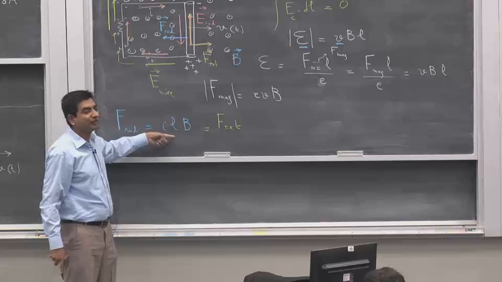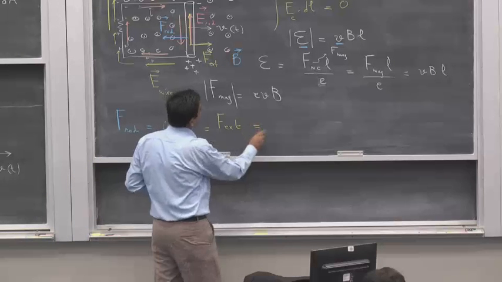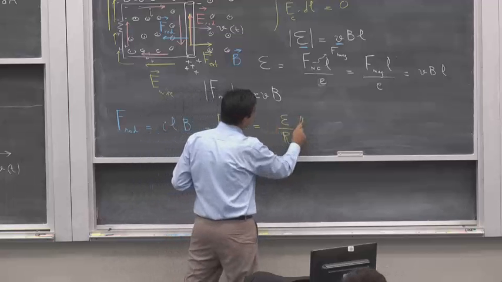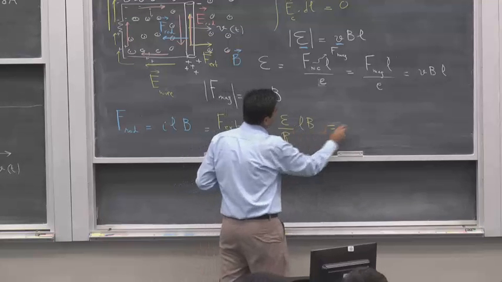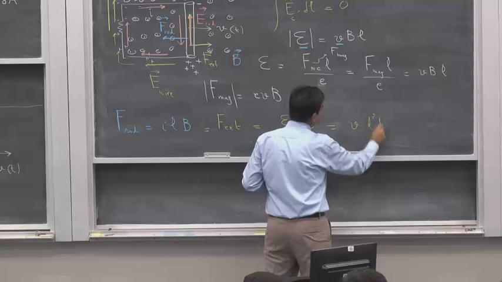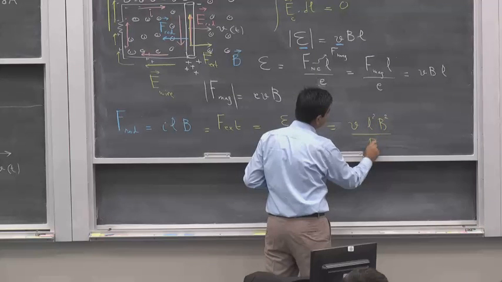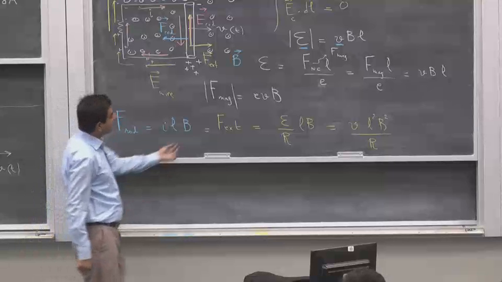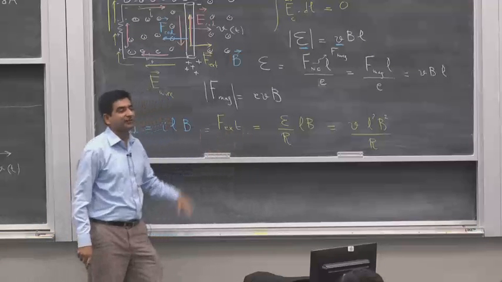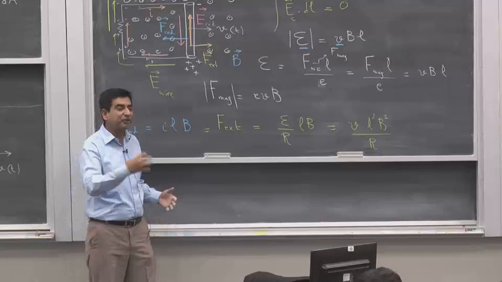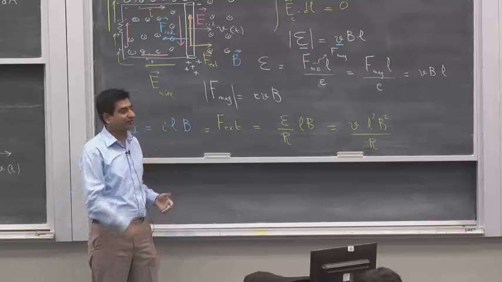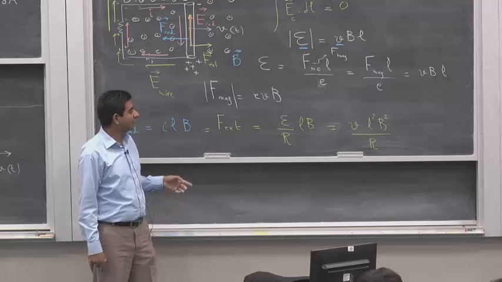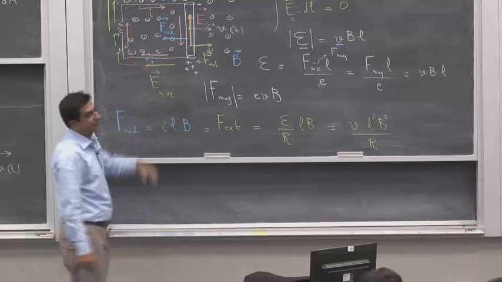But the force on the rod is ILB. But what is I? I is simply E over R. The EMF over R, times LB. But what is the EMF? It's vBL, so it's B squared L squared v over R. So this is the amount of external force that needs to be continuously applied to this circuit so that a constant current flows through it.